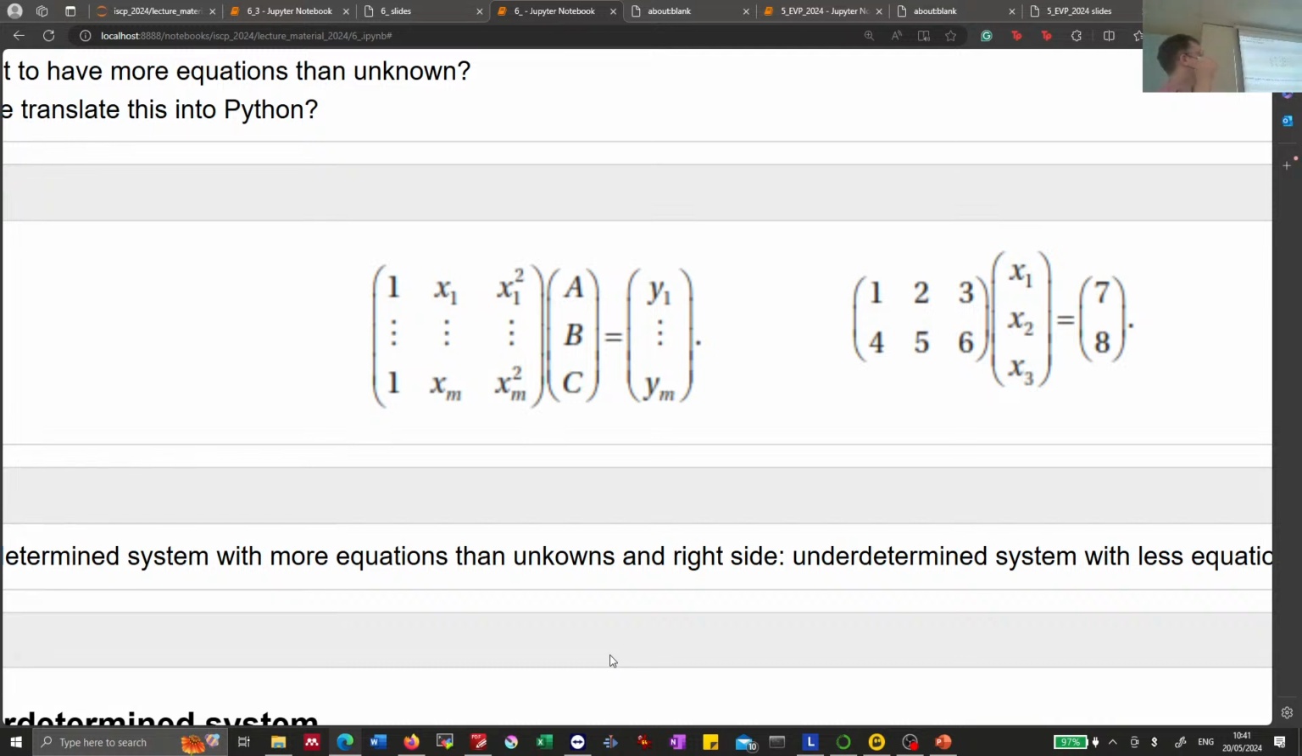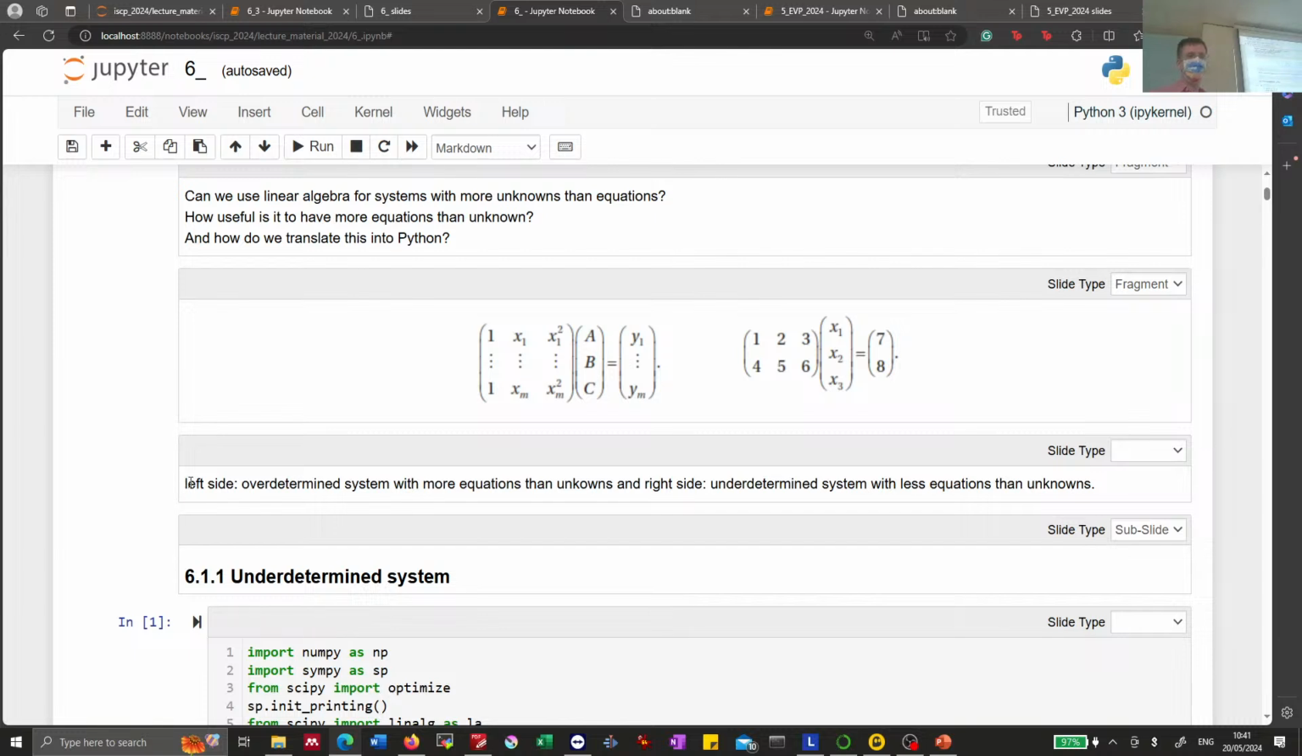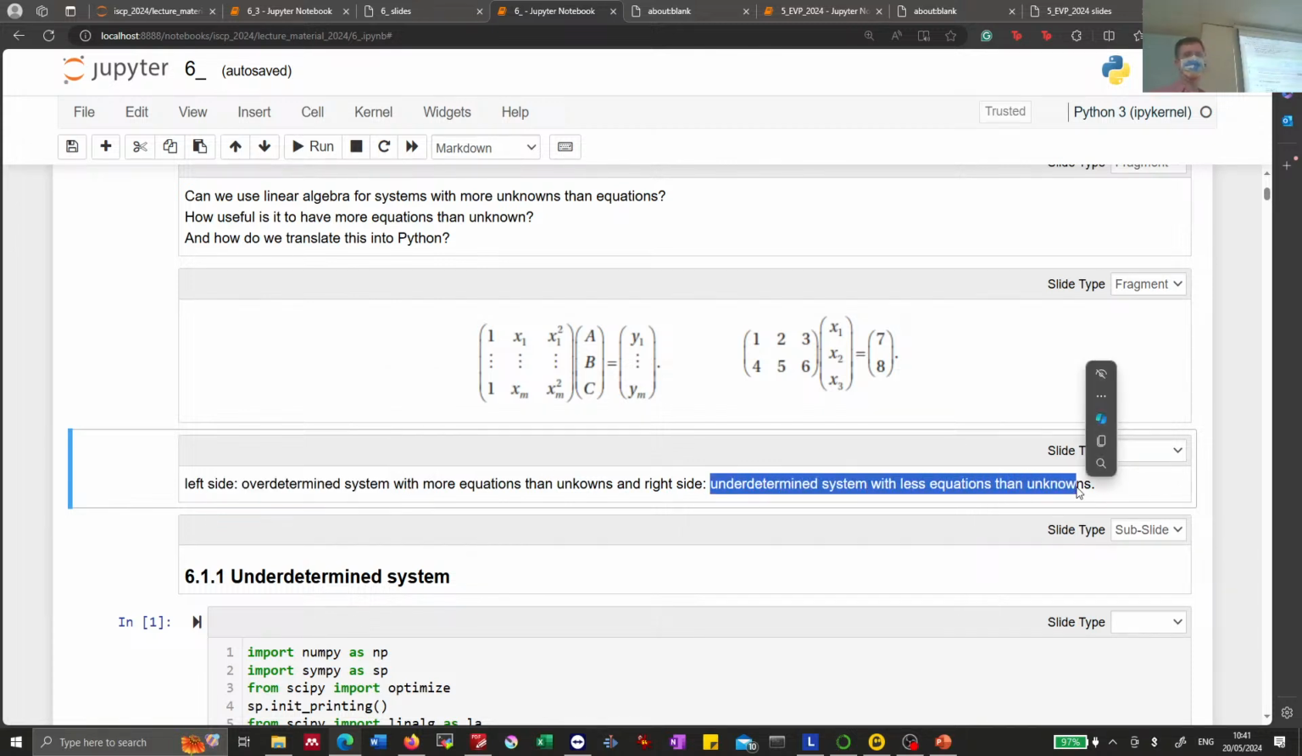The other example is here. We have 2 equations and 3 unknowns. How do we solve this? Well, we must do some guesses, right? Okay. So on the left side, we have an over-determined system. And on the right side, we have an under-determined system. Yes, so far so good.